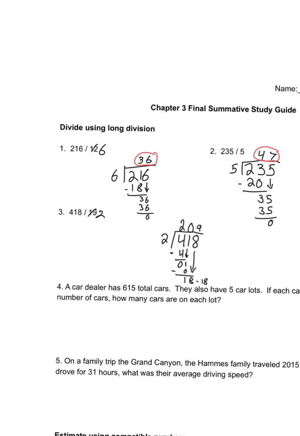So it's going to be 18 minus 18, which is 0. So there's no remainder. So your answer is going to be 219. 209, sorry about that. 209.